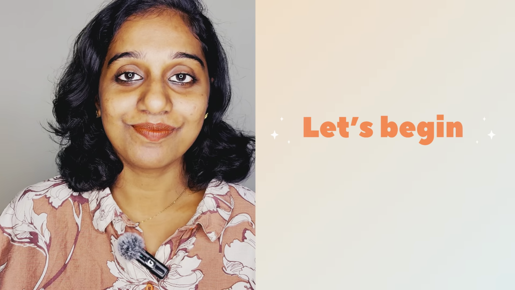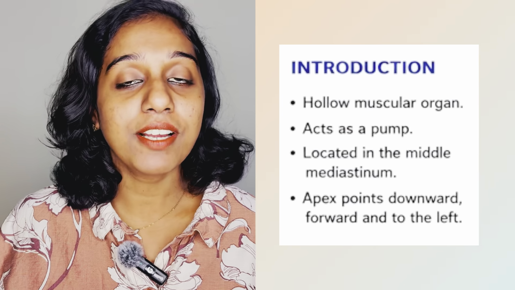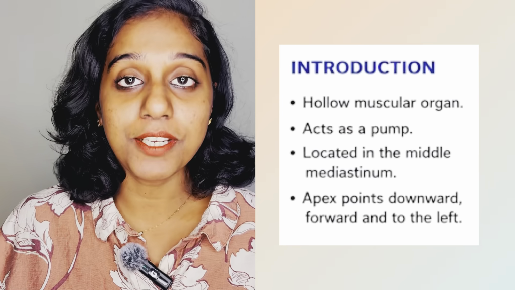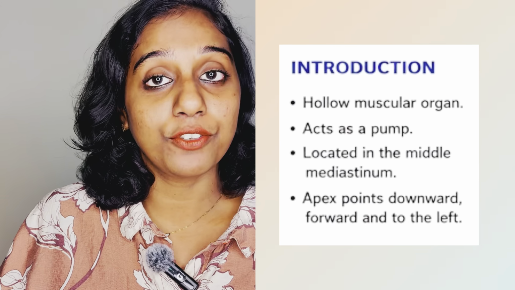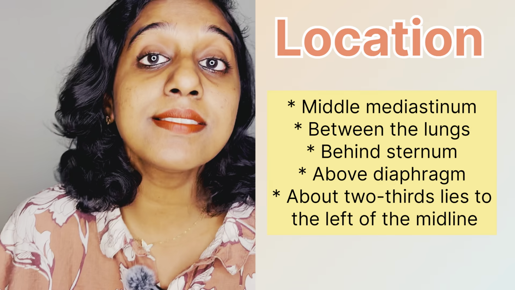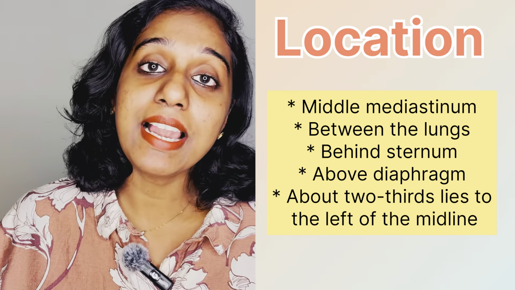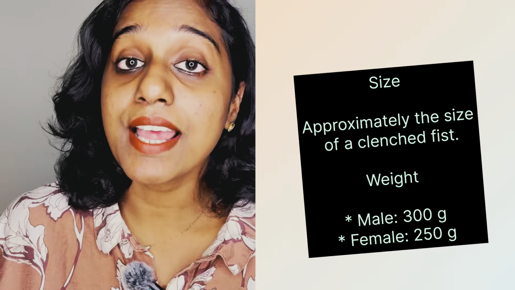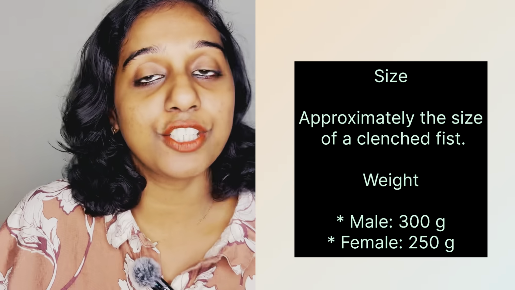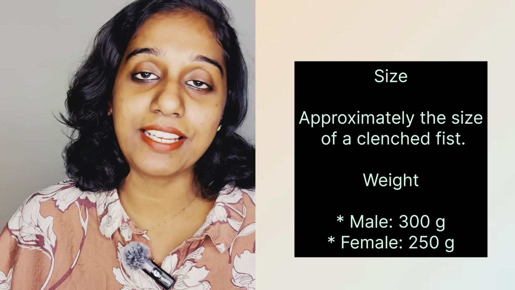Let's begin. Heart is a hollow muscular organ, acts like a body's pump. Functions: pumps oxygenated blood to the body, deoxygenated blood to the lungs, maintains blood pressure, supplies oxygen and nutrients to tissues. Location: it is in the middle mediastinum between the lungs, behind sternum, above diaphragm, about 2/3 lies to the left of the midline. Size is approximately the size of a clenched fist. Weight in males 300 grams and in females 250 grams.